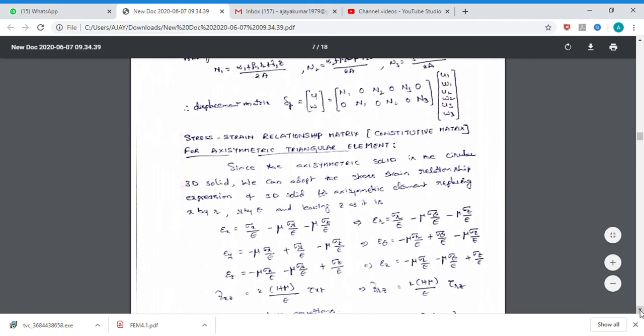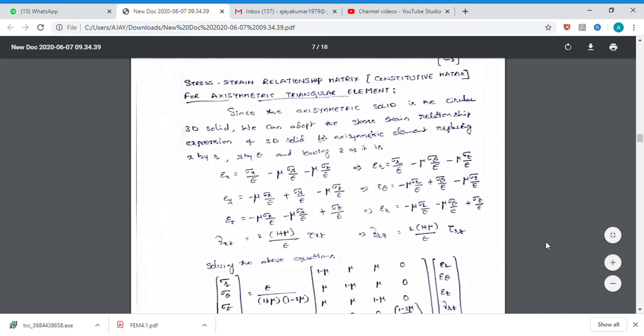So here, the stress strain relationship matrix or constitutive matrix. Already we derived it for the two-dimensional element in the first unit itself, for triangular elements or a three-dimensional element also. That is the same relation we used in the third unit also, for the simplex triangle element. Now we have to derive the stress strain relation equation for the axisymmetric element.